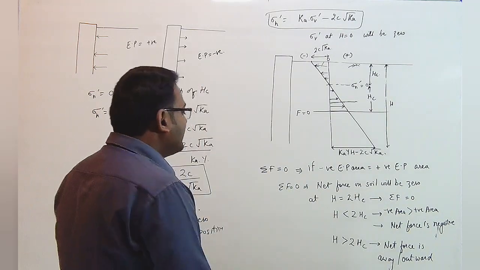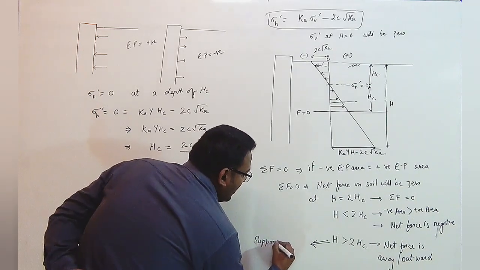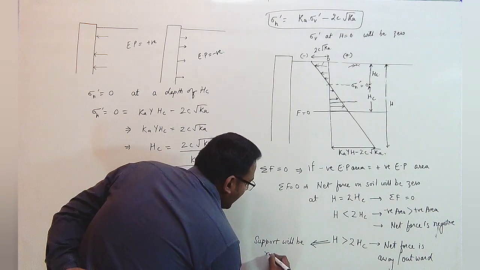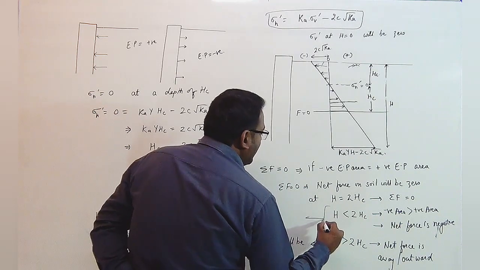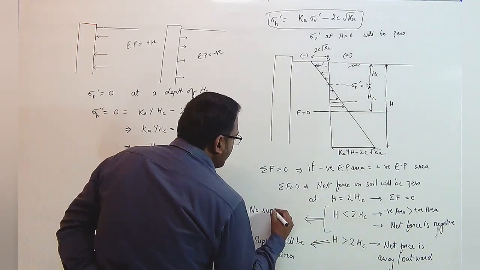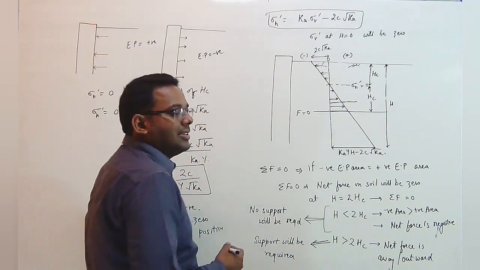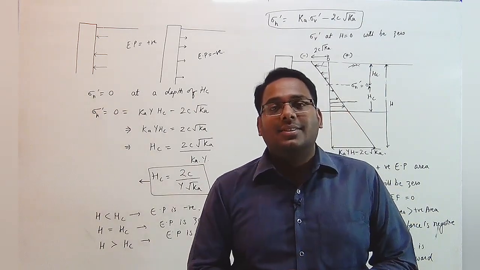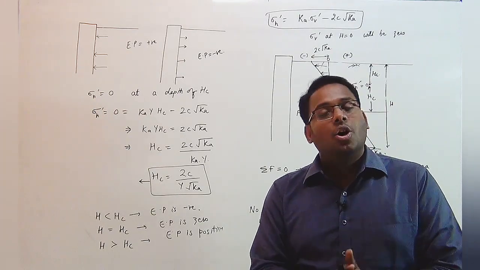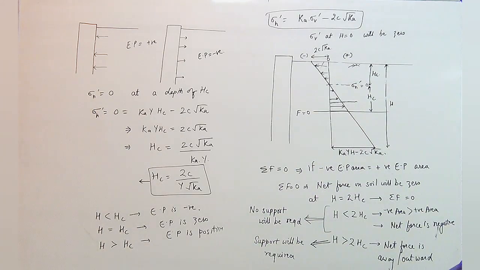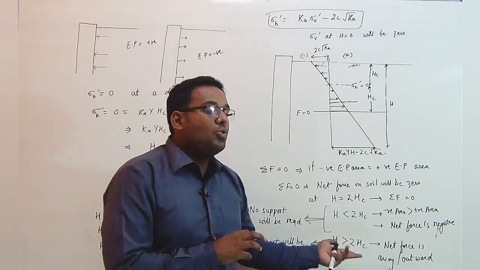That means if H is greater than HC, then only support will be required. Otherwise, if H is lesser than HC, no support will be required. That means this 2HC is the maximum depth of a cut which can sustain or retain its own shape. So this was the significance of the depth 2HC.